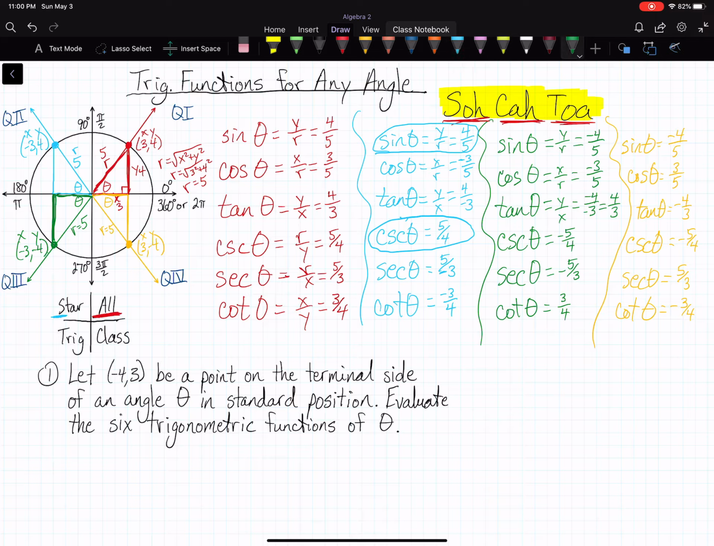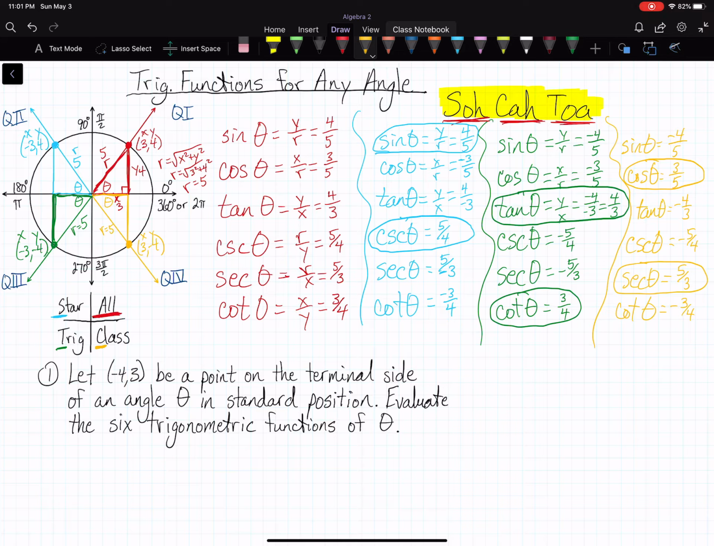The green triangle was in quadrant 3, trig starts with T. So if you'll notice, tangent was the one that was positive in quadrant 3. And then last but not least, class. Class starts with C. C stands for cosine. So if you'll notice, cosine and secant are the only ones that are positive in quadrant 4. And that's always the case.